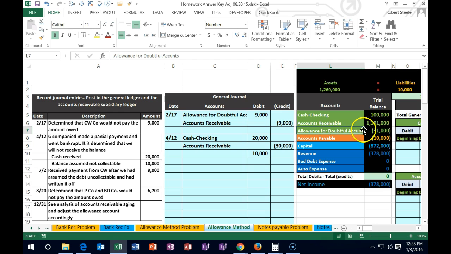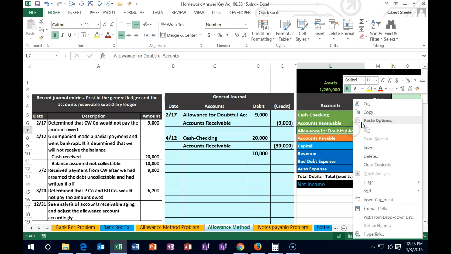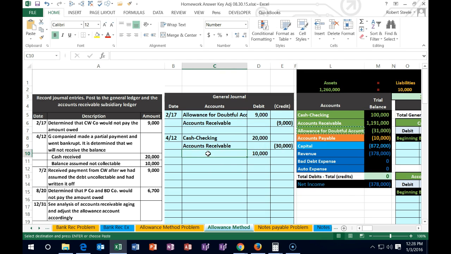So we're going to take it out of the allowance and reduce the receivable. There will be no net effect on the net receivable because we already adjusted for this estimate. So I'm going to copy this. We're going to put this down here in C10, right click and paste it. All right, so let's post this out and see what happens.